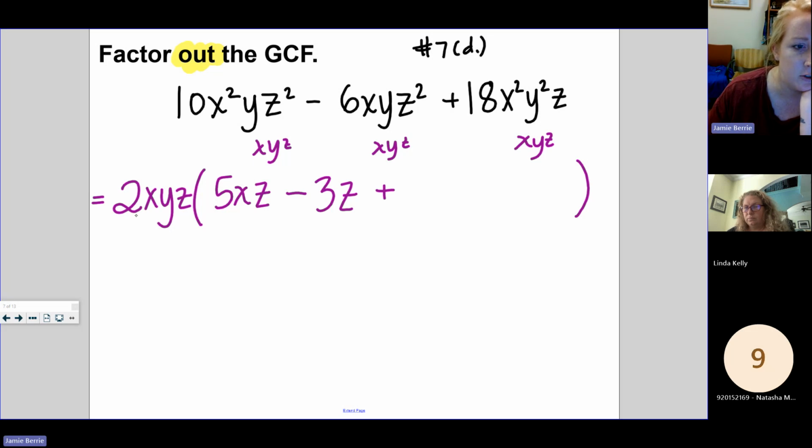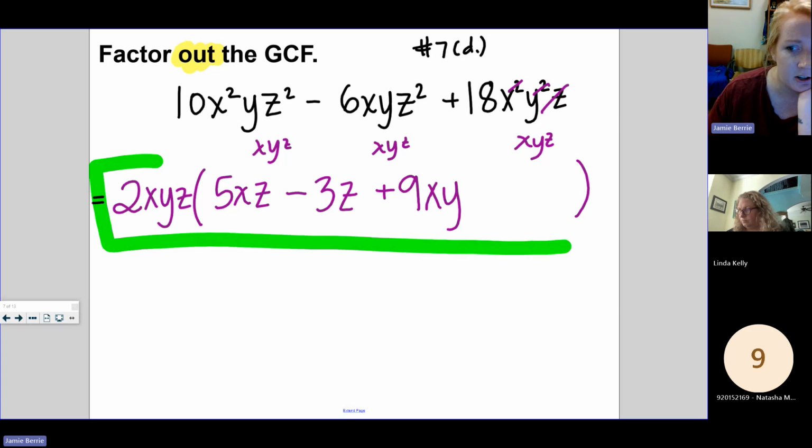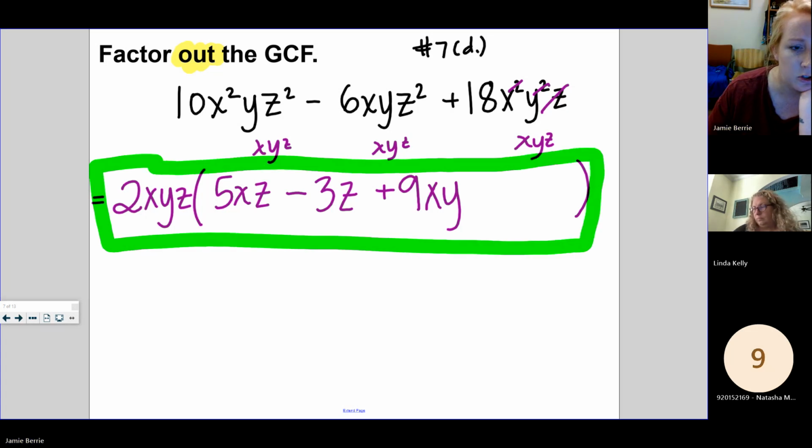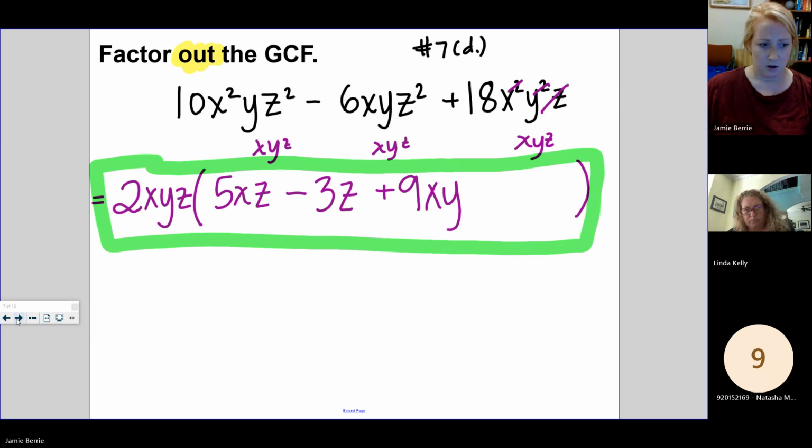Plus 18 over 2 is 9. Right, just looking right here, we're canceling out one of the X's, one of the Y's, Z goes away. So X and Y are left over. And that's it. All right, so you're just identifying what is the greatest common factor. Once you've got that, you put the greatest common factor out front, and then divide each term by that greatest common factor.